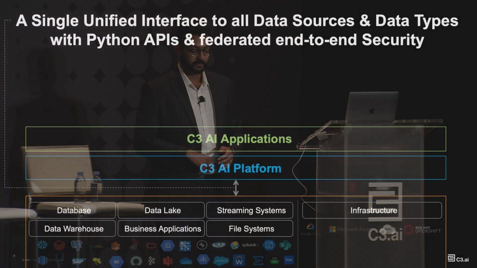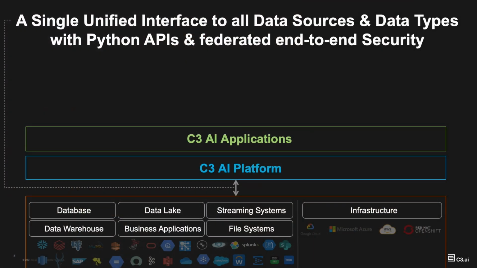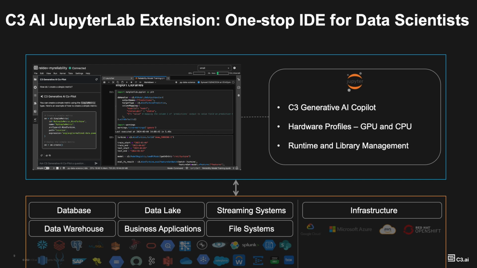There are two ways you can go from here. One, you just use this data, this raw data, and you're doing exploration. You're doing proof of concepts, you're writing some Python code to see if there's any business value in building a use case with whatever data that you have. Okay, if that's what you want to do, the C3 AI Jupyter Lab extension, it's a one-stop IDE for your data scientist.